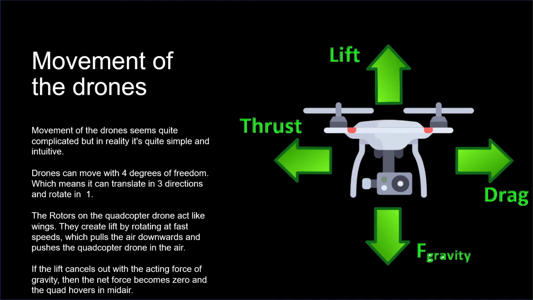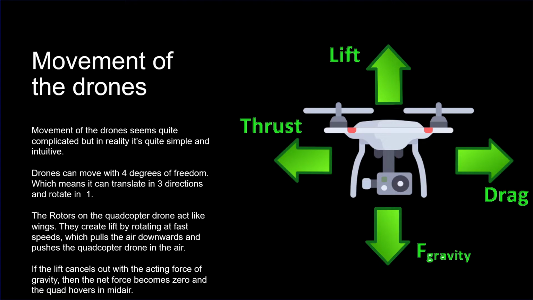Drones can move in 4 degrees of freedom, which means it can translate in 3 directions and rotate in one. The rotors of the quadcopter drone act like wings. They create lift by rotating at fast speeds, which pulls the air downward and pushes the quadcopter drone in the air. If the lift cancels out with the acting force of gravity, then the net force becomes zero and the quadcopter hovers in midair. In the picture given below, lift is defined as ascending of the drone.